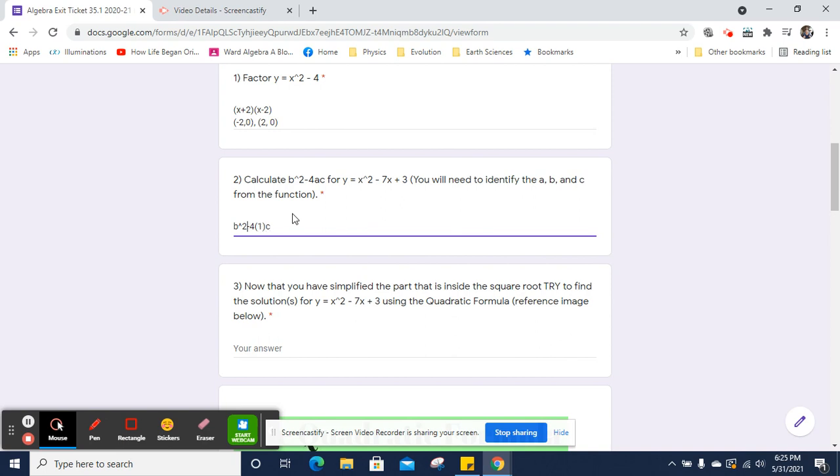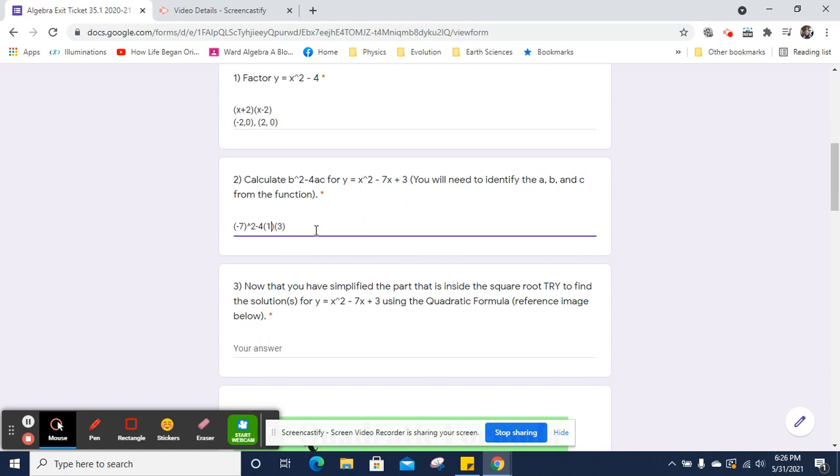We know that b is negative 7, so I'm going to put that in parentheses and make it a negative 7. When you're squaring a negative number, it's important to put the negative inside parentheses. Otherwise, we think we're getting the negative of the square of positive 7. And that's a different number. C is 3. So a was 1, b was negative 7, and c was 3.